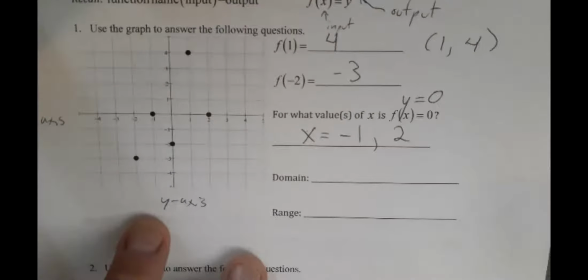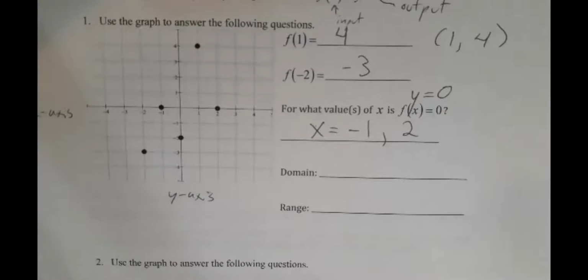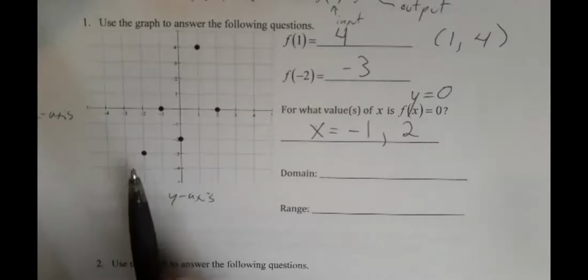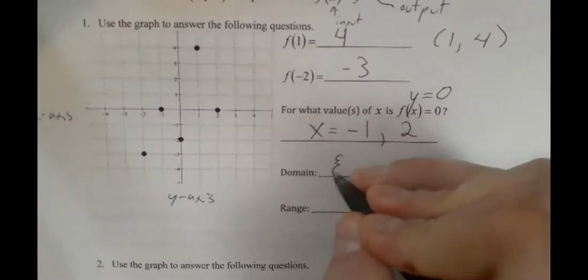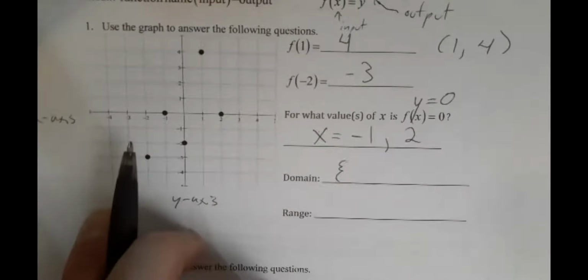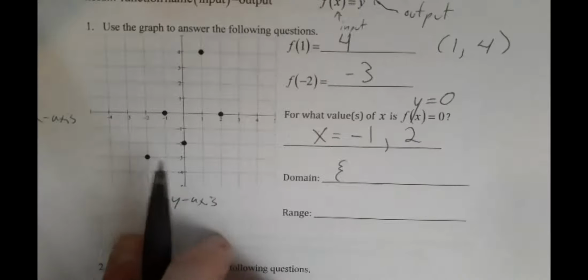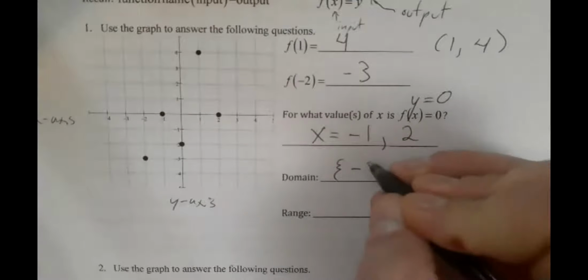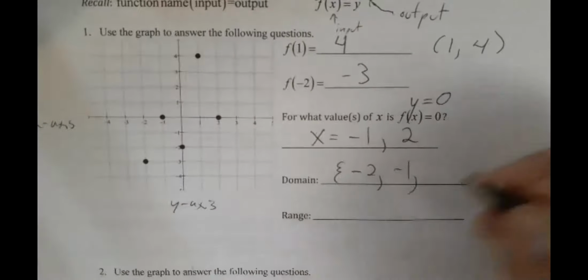So the next thing we want to talk about is the domain and range. This is the same sort of thing that we did in the last lecture notes. We're doing the domain and range. Our domain is the x values. So we're looking along here. We have a minus 2, a minus 1, a 0, a 1, and a 2.